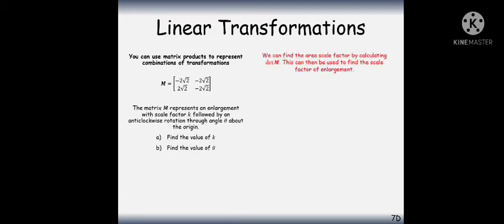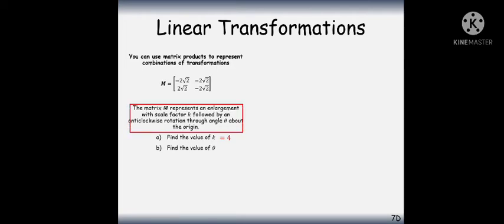So part A, we can find the area scale factor by calculating the determinant of M. Then we can use it to find the scale factor of enlargement. Well, the determinant of M is 16, that should be pretty explicit if you do that on your calculator. And the square root of 16 is 4, so the scale factor of enlargement must be 4.